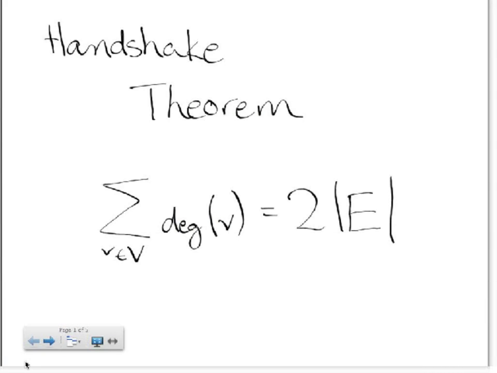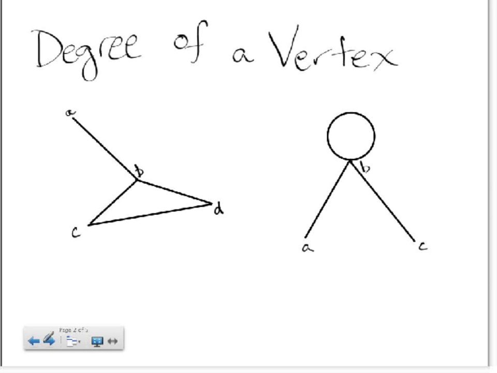The theorem states that the sum of the degrees of all the vertices in the graph is equal to 2 times the number of edges in the graph. Before looking more closely at the Handshake theorem, I'd like to talk about what the degree of a vertex is.